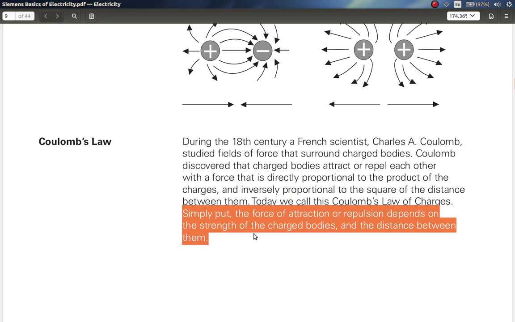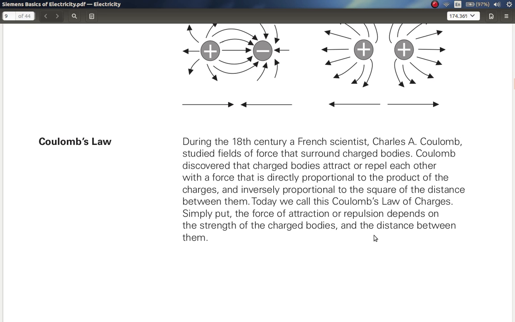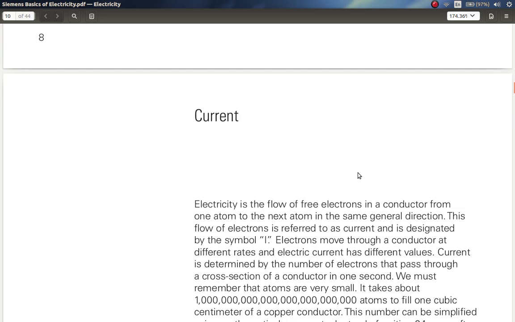Simply put, the force of attraction or repulsion depends on the strength of the charged bodies and the distance between them. So the closer you place them, the stronger the attraction or repulsion will be. Also, of course, the intensity of the charge will also determine the repulsion or attraction between those two bodies.